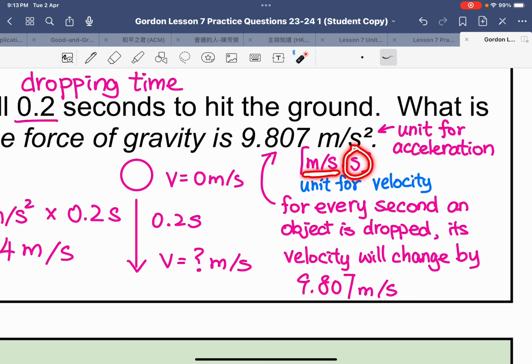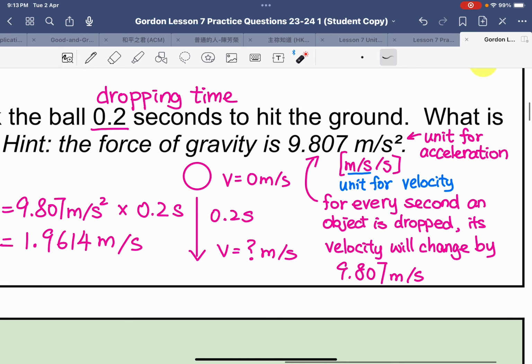Now this number means that for every second I allow an object to drop, that object will increase its velocity by 9.807 meters per second. So if an object is stationary and I start dropping it, after 1 second, the velocity will be 9.807. If I allow it to drop for another second, you just double it. So 9.807 times 2 is going to be 19.614. All right, so that is if you allow it to drop for 2 seconds.